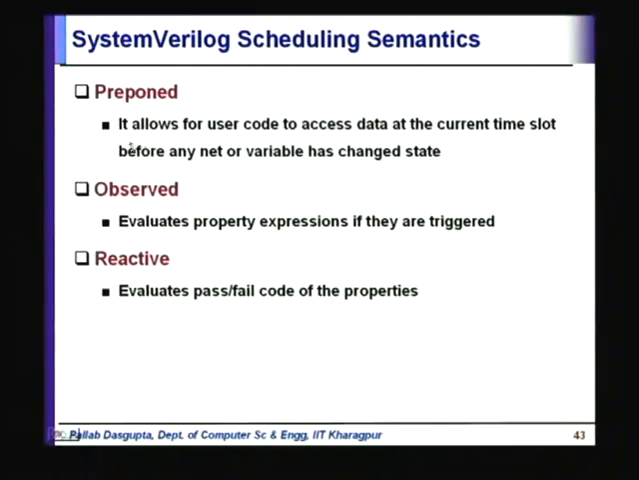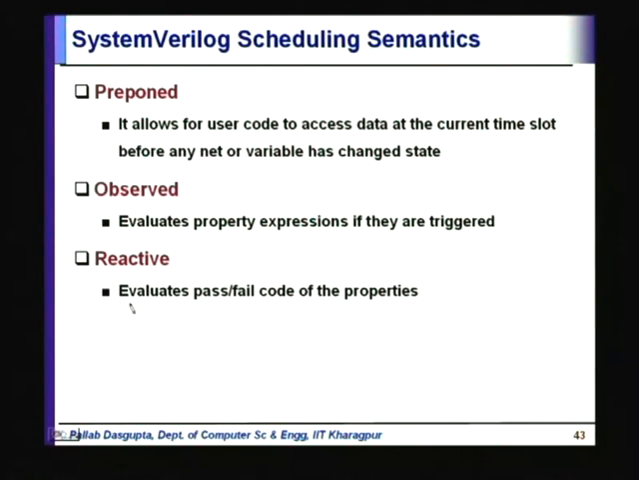Now, remember that our assertion checkers will be built on top of the simulator. So, it has to have access to the variable values at specific points in the simulation cycle, right. So, this is preponed, it allows user code to access data at the current time slot before any net or variable has changed state. Then we have the observed point where we can evaluate property expressions if they are triggered. This is where the property expressions will be evaluated by the simulator. We are going to see in a timing diagram where it is going to take place.